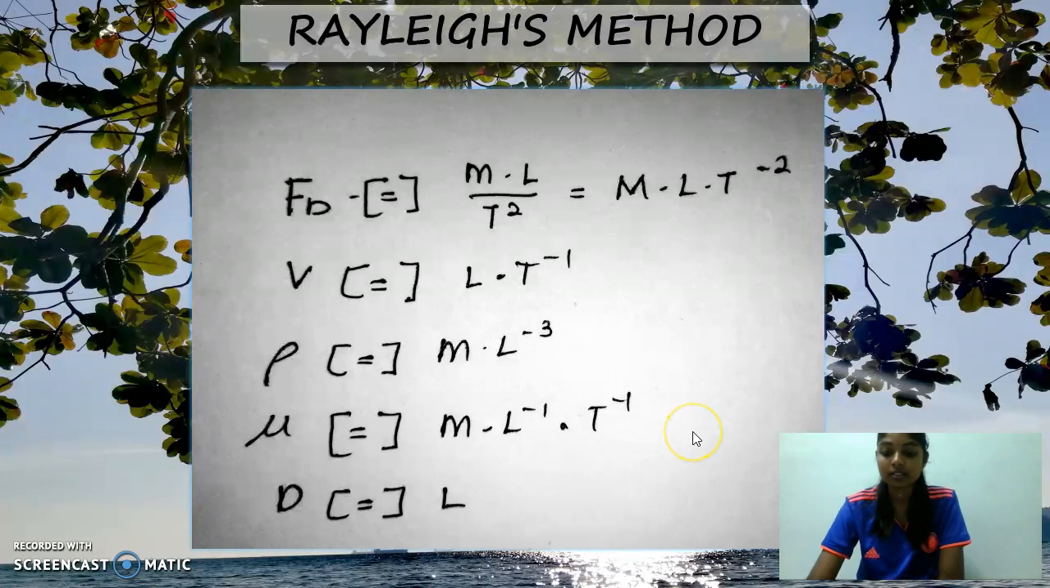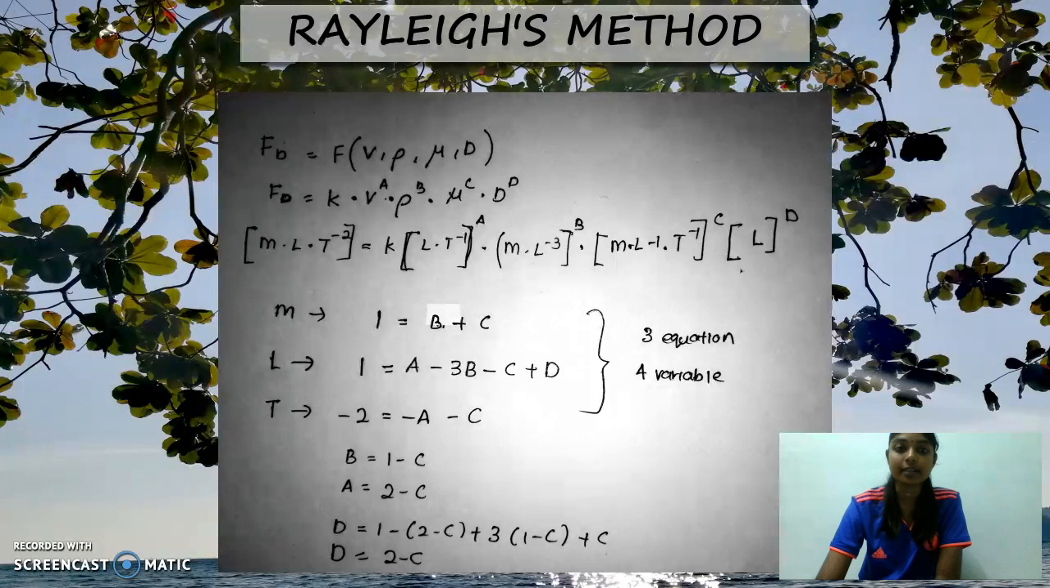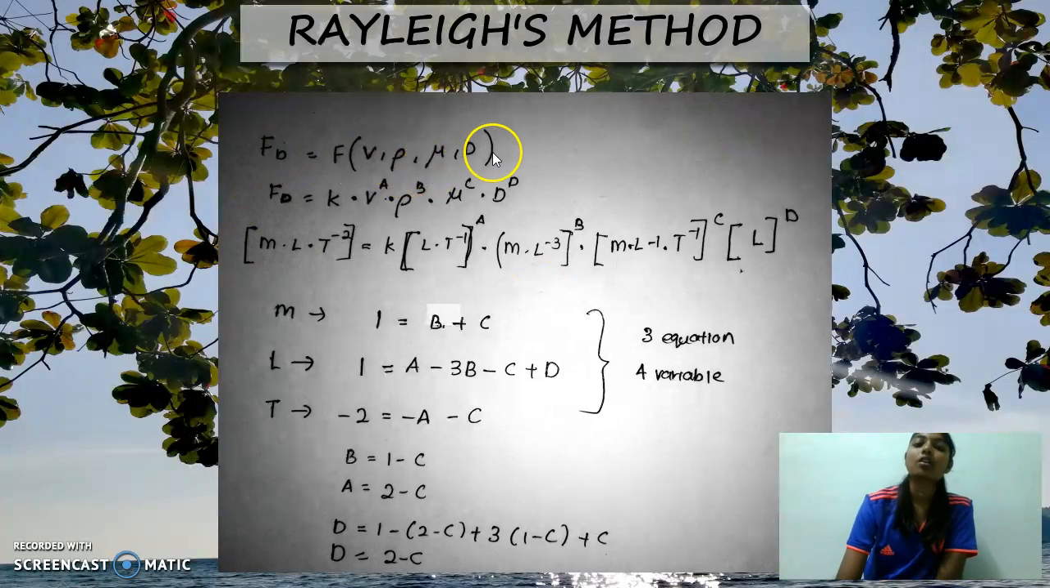So let's move to the next step. We have a number of variables, which are v, rho, mu, and d. We have to raise everything to one unknown. So we get Fd equal to k, the constant that we will find. We change F to k, so it will be equal to v to the power of a, rho to the power of b, mu to the power of c, and d to the power of d. These are unknown, so you can put whatever you want.